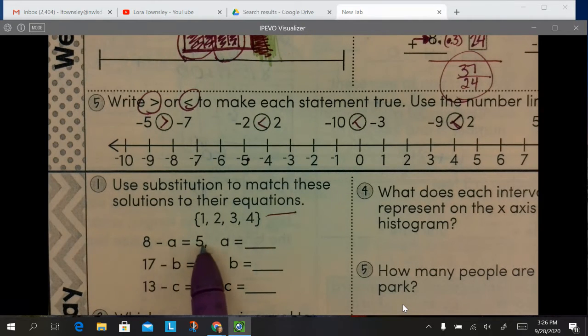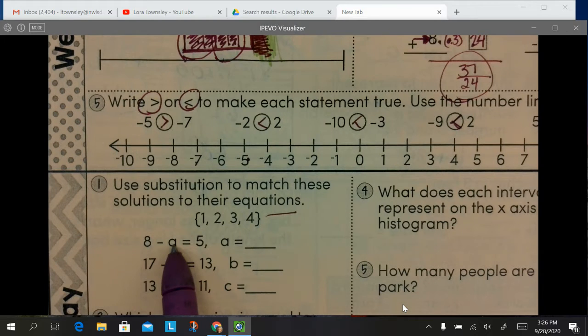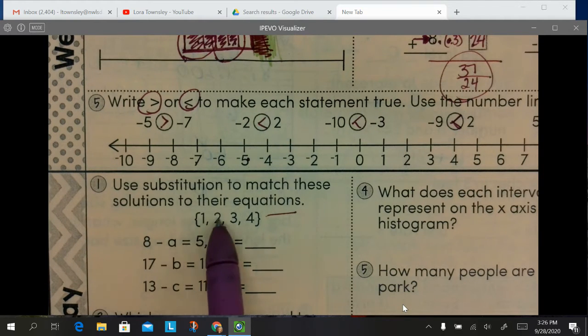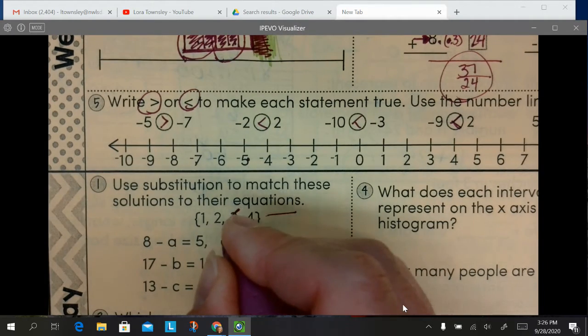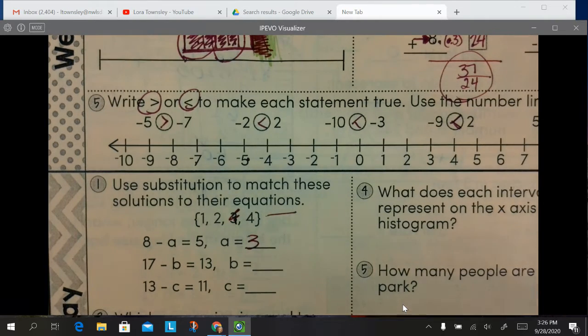Take a look at the first one. 8 minus A equals 5. What could A possibly be? Could it be 1? 8 minus 1 is 7, so that doesn't work. Could it be 2? 8 minus 2 is 6. That doesn't work. 8 minus 3, oh, that works. That's 5. So that one's done.